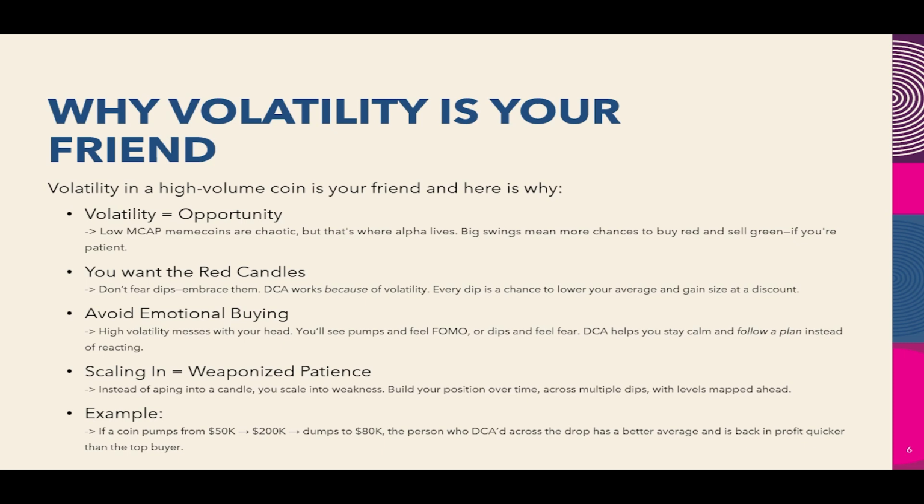So if you're patient enough, you can wait for those red candles, right? And then you sell on the top of them for like 40%. It's the easiest way to scrape, right? And you want the red candles. Don't fear dips. You've got to embrace them, because DCAing only works because of volatility. Every dip is a chance to lower your average and gain size at a discount, right? Because as you DCA, you keep buying those dips, and eventually if the coin goes up, you're going to be up fatter than if you just aped in at a higher level.